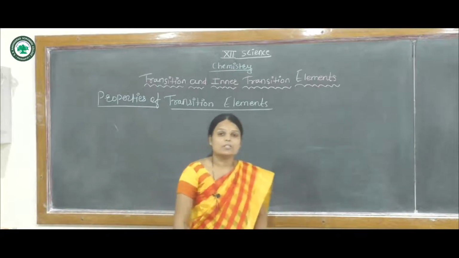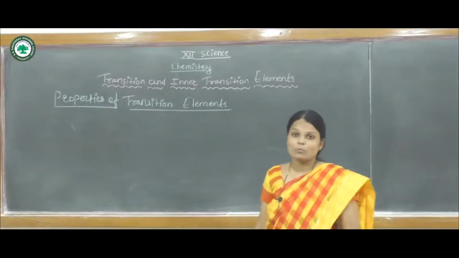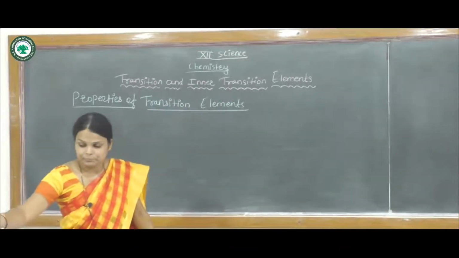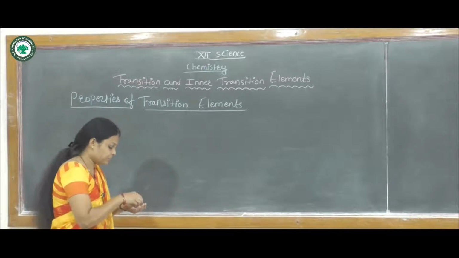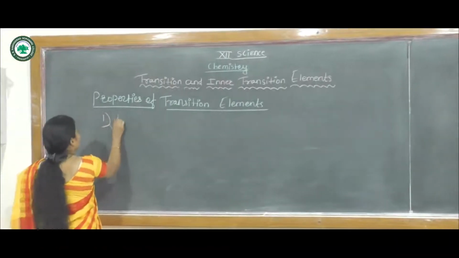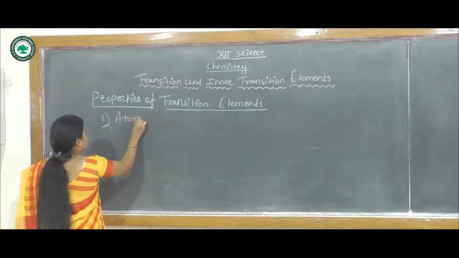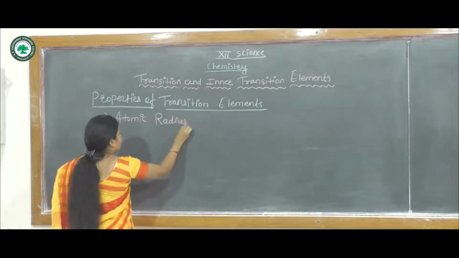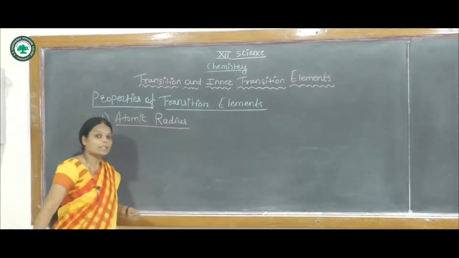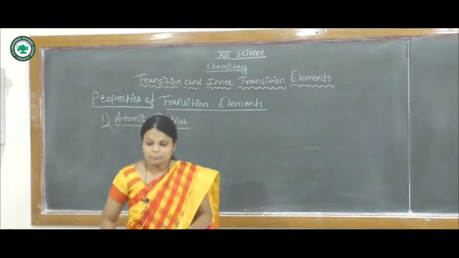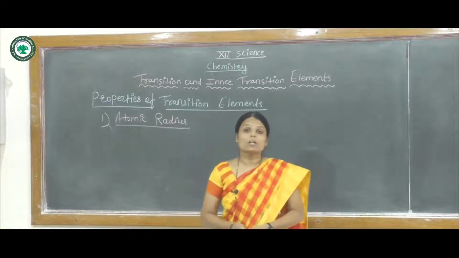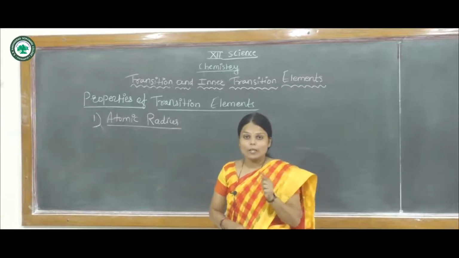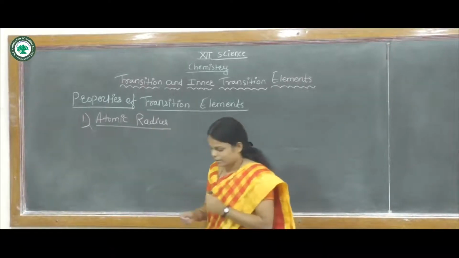Properties of transition elements: they show a number of properties. The first property is atomic radius. Firstly, atomic radius decreases due to the increase in nuclear charge.